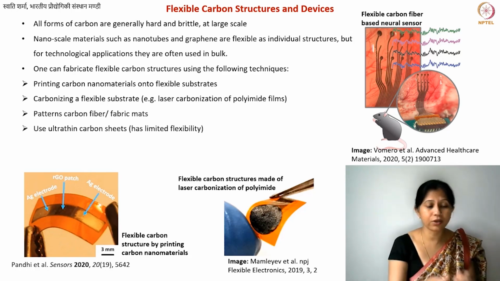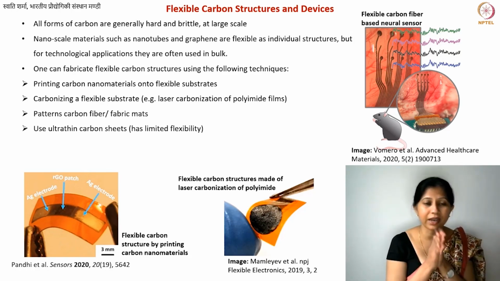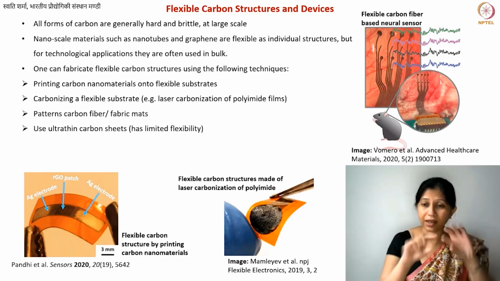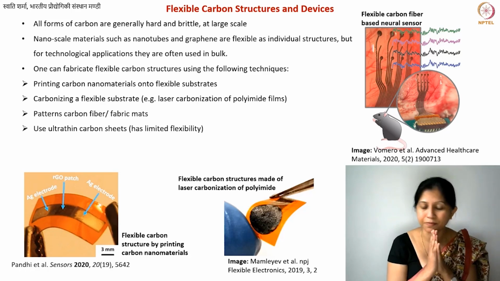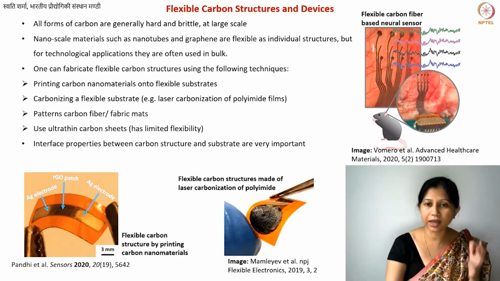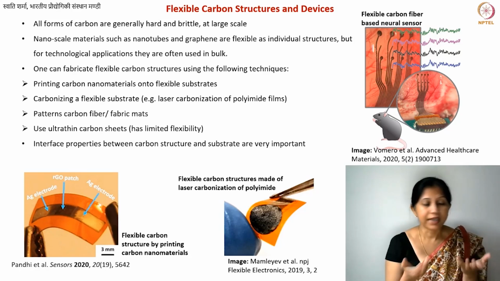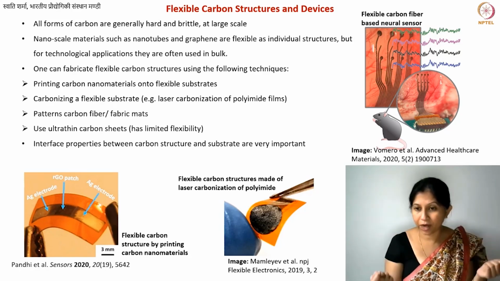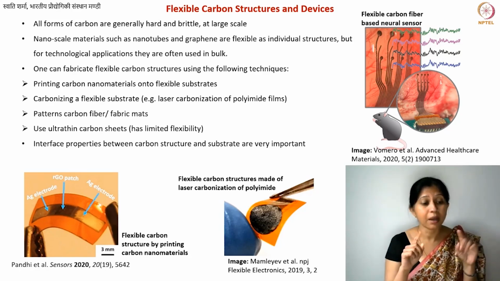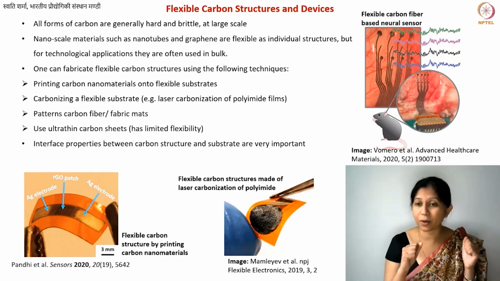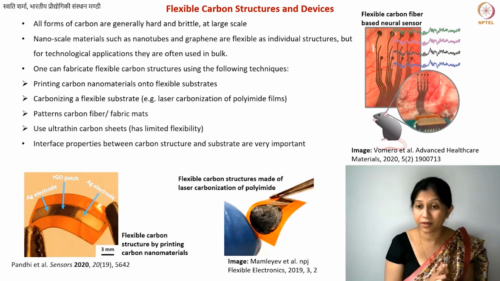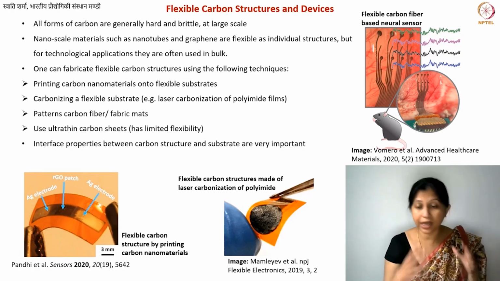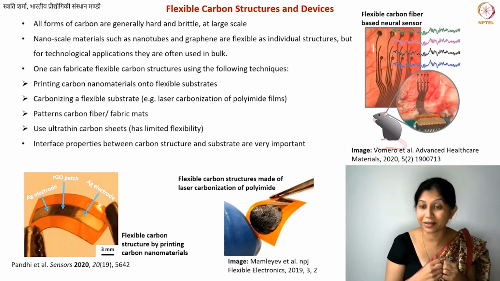What else? You can also use ultra thin carbon sheets. You can even get glassy carbon sheets which are very, very thin, and they are relatively flexible. But there you of course have limited flexibility. Whenever you're making a certain device, you often need to test how many times it can bend before breaking, and not just bend, but it should retain its properties. Often you will do these bending tests thousands of times. Only then you will say, this is a stable, flexible structure.